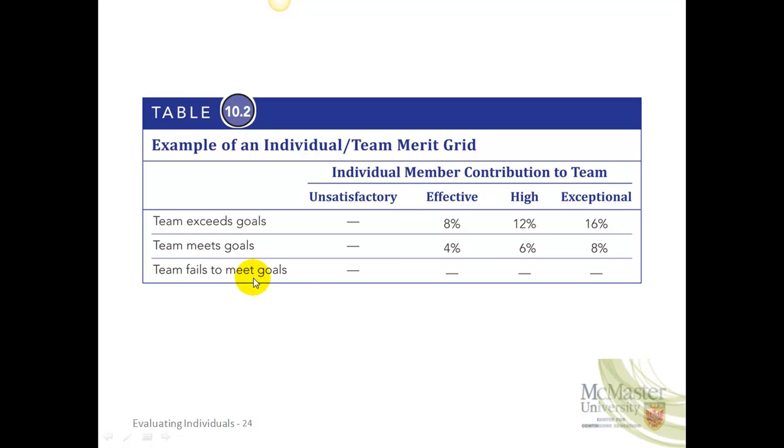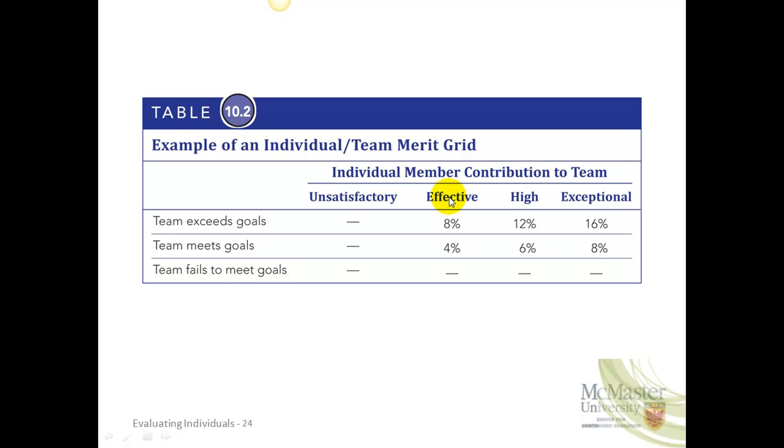So let's say, for example, your team didn't meet its goal, and you are unsatisfactory in your performance. You're not getting anything. If you're unsatisfactory and the team exceeded their goals, guess what? That's not very good. You're not going to get anything because you didn't do very much to help them, right? What if the team exceeded their goals, right? And your performance was considered to be, by your team members, to be effective? Then you're going to get an 8% pay increase, right? Because the team did well and you did a lot to contribute to that.